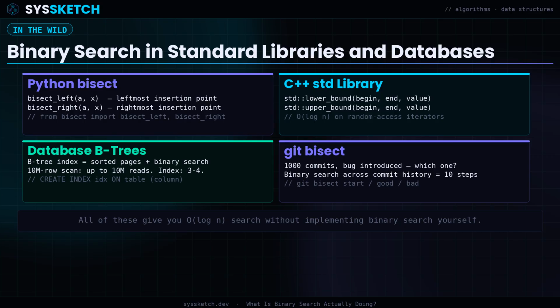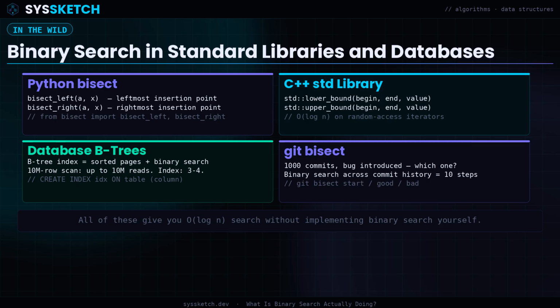Database engines rely on binary search constantly. A B-tree index, which is the default index type in most relational databases, is organized so that a binary search can locate the desired leaf page from the root in O of log n page reads. The index is essentially a sorted structure, and the database traverses it using the same divide and discard logic.